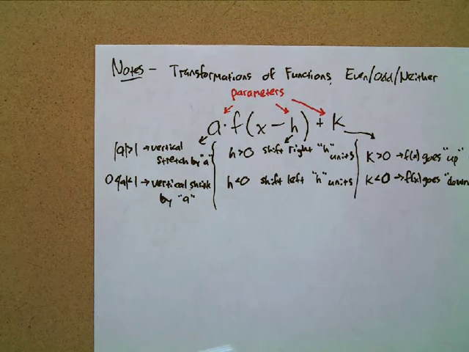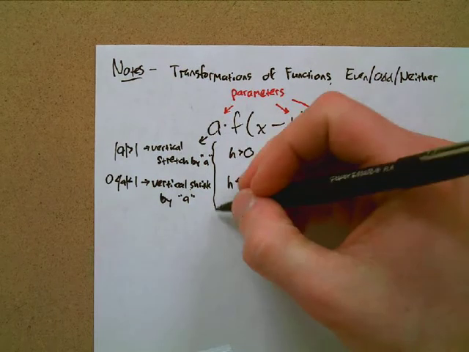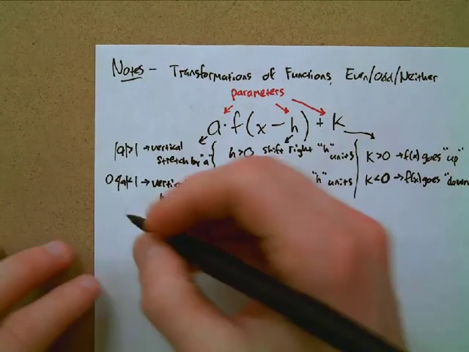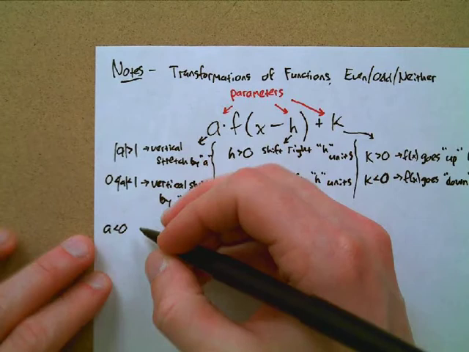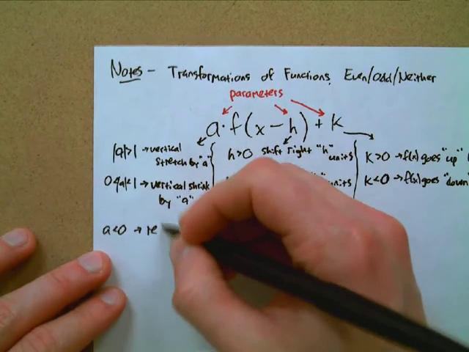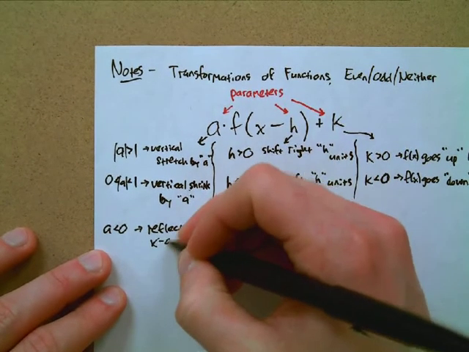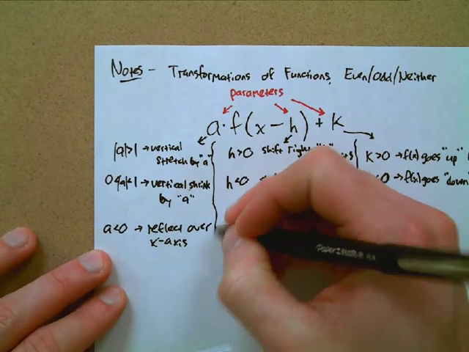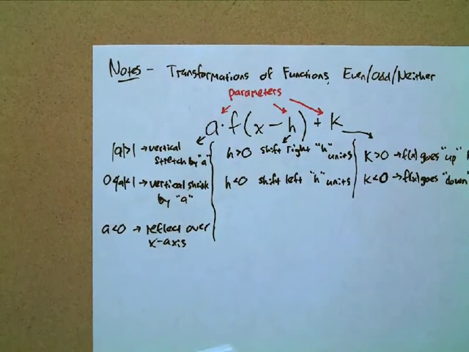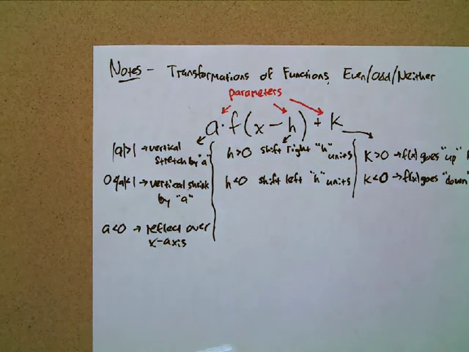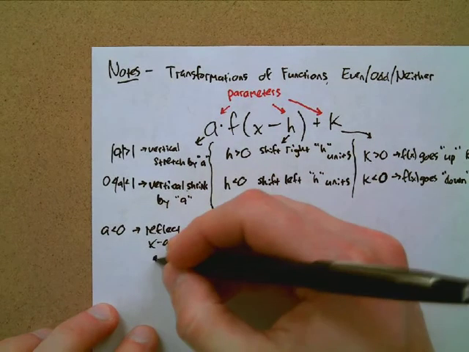There's one more thing that a could do, right? What happens if a was negative? What would that do to the graph? Did anyone get a chance to flip it? Yes, it reflects it over the x-axis. Yeah, so if a is less than 0, that's a reflection over x-axis. Okay.